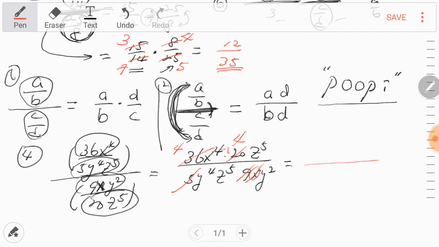Okay, so let me write the result. The numerator is 4 times 4, which is 16, and the x term is x to the 4 minus 1, which is the third power. How about z? The z to the 5th cancels out. The denominator has y to the fourth power and y squared, so y to the 4 plus 2 is 6. So this is the simplified expression.